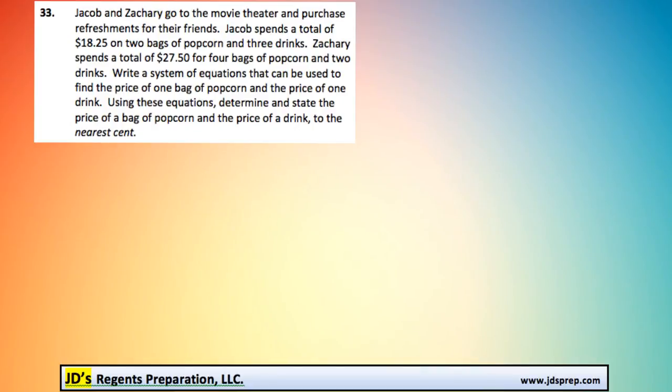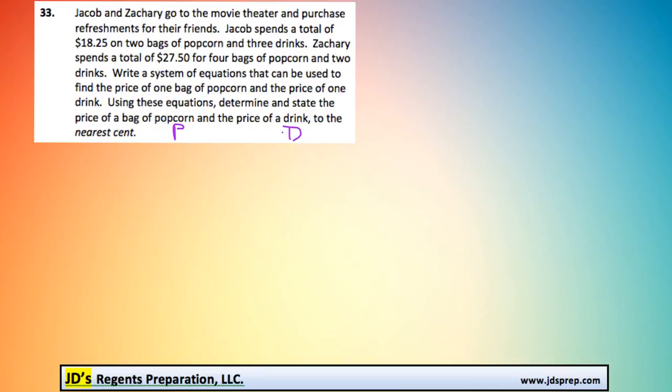Welcome to problem number 33 from the January 2015 Algebra Regents exam. This question gives us a system of equations that we need to figure out. Our two unknown variables are what we're trying to find: the price of a bag of popcorn and the price of a drink. Let's call P the price of one popcorn and D the price of a drink.